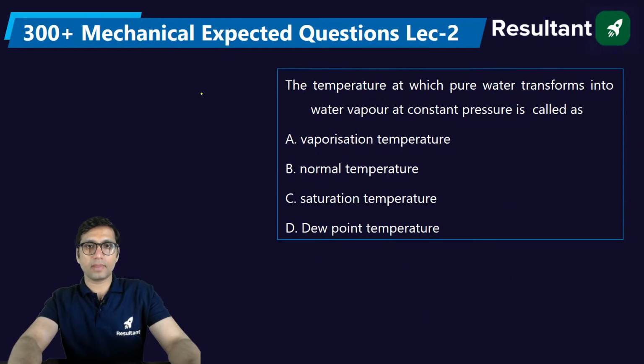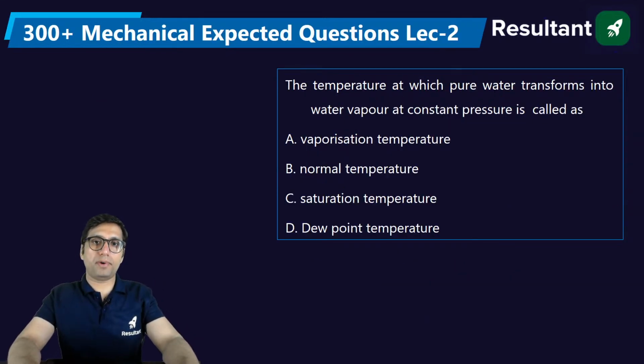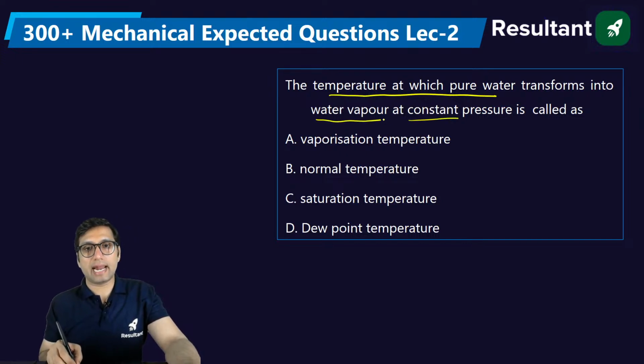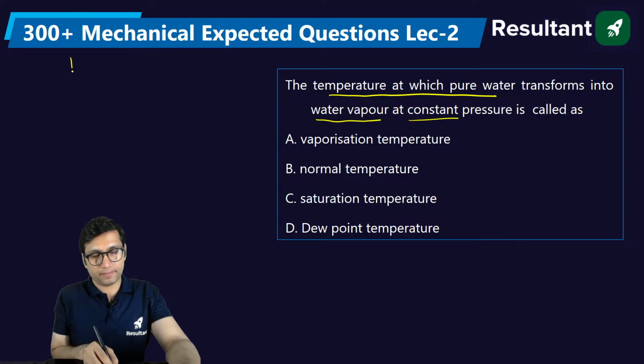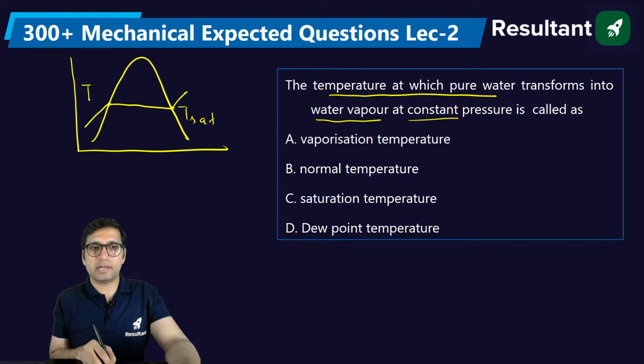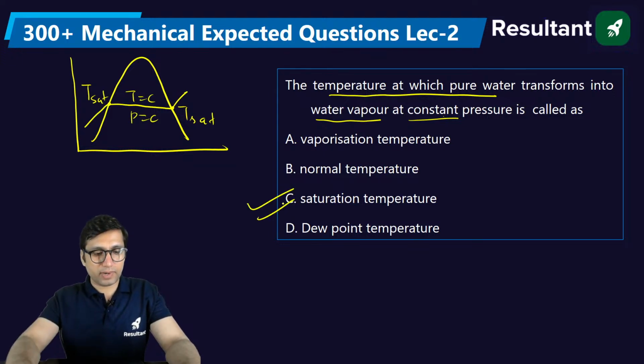The temperature at which pure water transforms into water vapor at constant pressure is called as what? That temperature is known as, yes, we have pure water getting transformed into water vapor. That temperature will be called saturation temperature. That is, a phase change is taking place at constant pressure, and the temperature will also be constant. So that will be called saturation temperature.